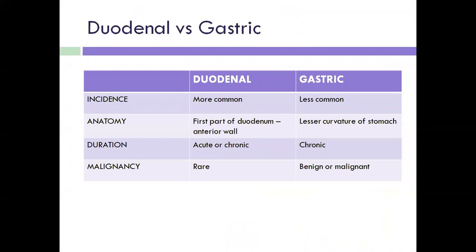Third point, duration. Duodenal ulcer is acute or chronic in nature, whereas gastric ulcer is a chronic or long-duration problem. From duodenal ulceration, the rate of malignancy development is rare. But in case of gastric ulceration, gastric cancer or gastric tumor may develop.